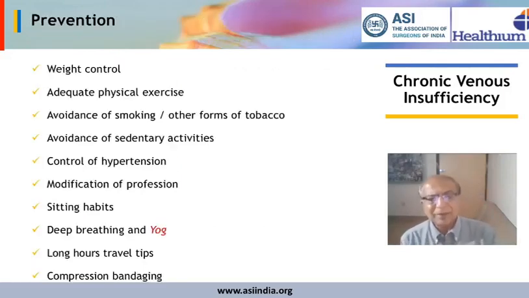So what is the prevention of this condition? This condition is showing some kind of increase in incidence rate, and that, they say, is because of obesity in certain parts of the world. So obesity certainly is a harbinger of varicose veins and venous insufficiency. So first of all, I would say weight control is a very important measure to prevent this condition.